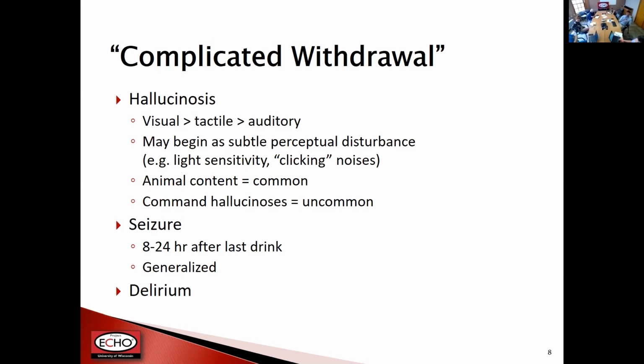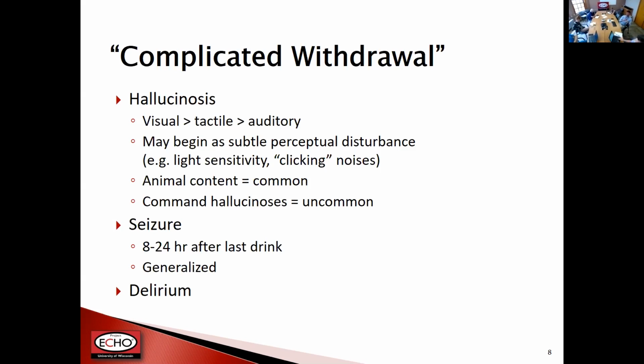And then, of course, one of the more complicated withdrawal syndromes is delirium tremens, or DTs, where the individual is disoriented, sometimes combative, agitated, most frequently accompanied by fairly severe escalation of autonomic activity, like the heart rate and the blood pressure and things along those lines.